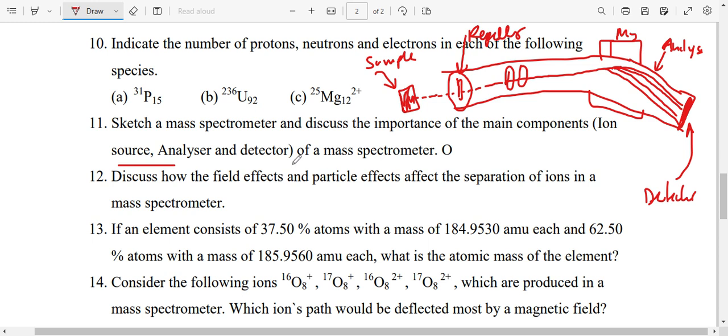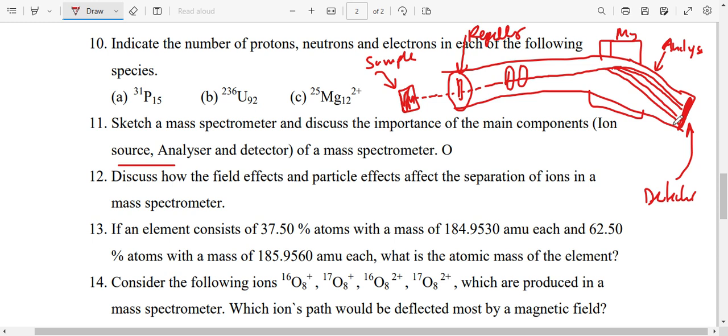So, what are the functions of the analyzer and also the detector? We also have the ionizer, which forms ions. The ionizer is going to convert some of the sample into ions. Then we have the mass analyzer. What is the function of the mass analyzer? The mass analyzer separates the ions according to their masses, the mass to charge ratio actually.